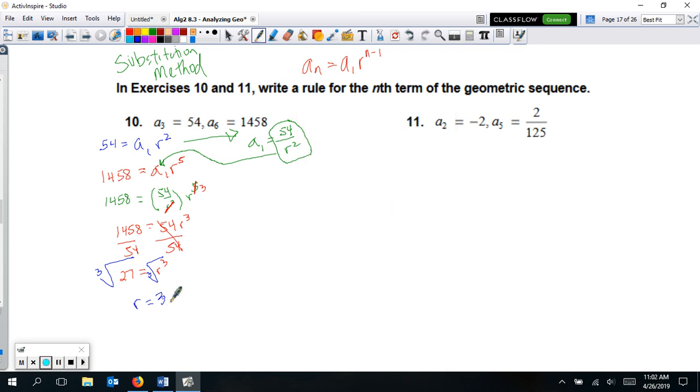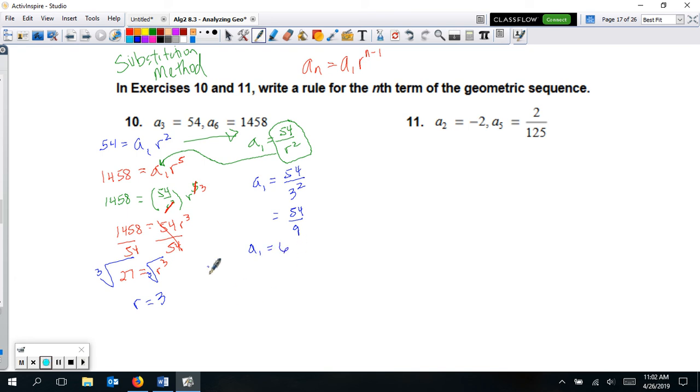Now that I have that, what I can do is plug that back into my r up here, so I can figure out what the a of 1 is. So a of 1 is 54, and it's going to be 3 squared down here. So that's going to end up being, for a of 1, 54 divided by 9. And 54 divided by 9 is 6. So the a of 1 equals 6.